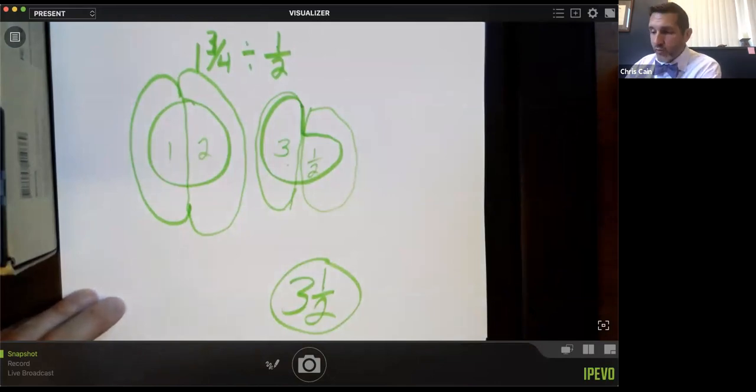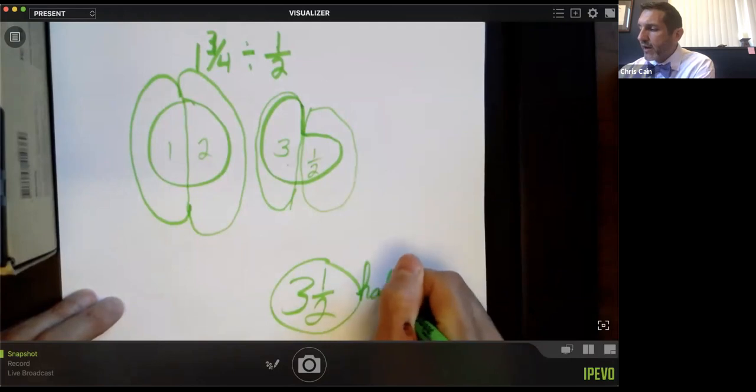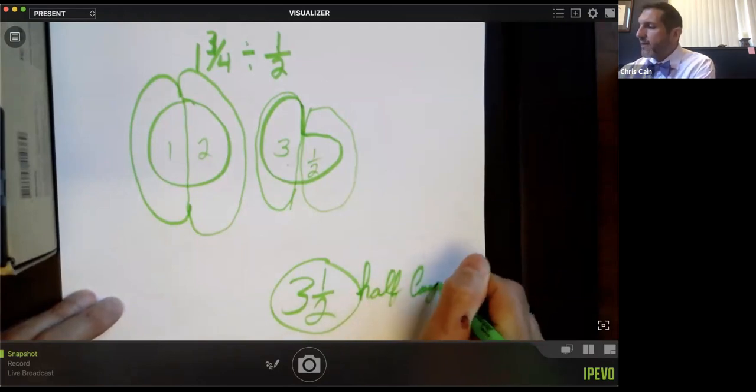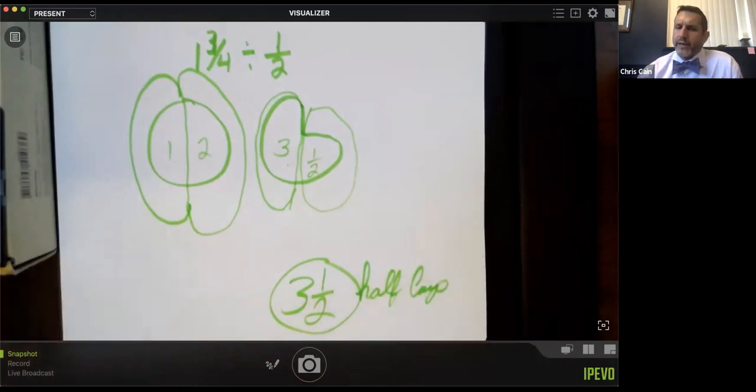So if I had real cups with beans and I had 1 3/4 cups, I could get 3 1/2 half cups of beans. That unit is so important, guys, for our population. They have to understand that 3 1/2 is 3 1/2 half cups of beans. When I leave out the unit, nothing makes sense.